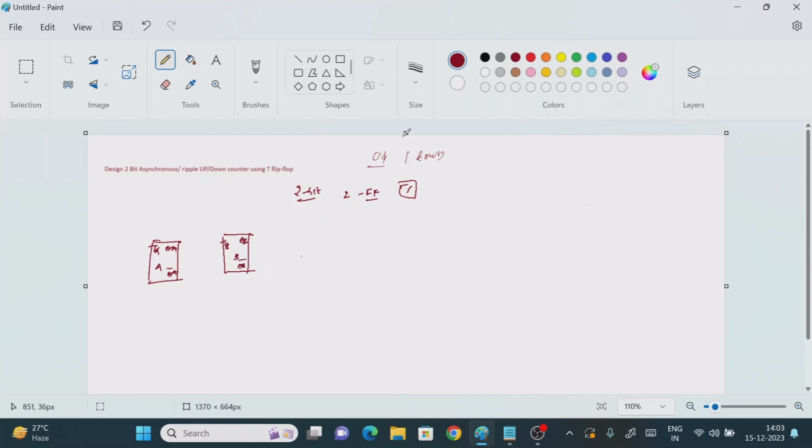Now we have to design an asynchronous counter. In an asynchronous counter, how will the clock pulse be applied? For the given flip flops, the clock pulse applied is the negative edge clock pulse. So the first flip flop and the second flip flop will both have the negative edge clock pulse, right? One more point to remember: the first flip flop will be triggered by the external clock pulse.